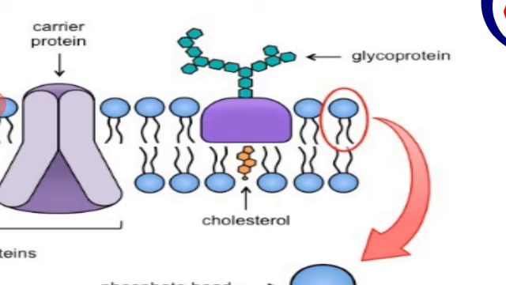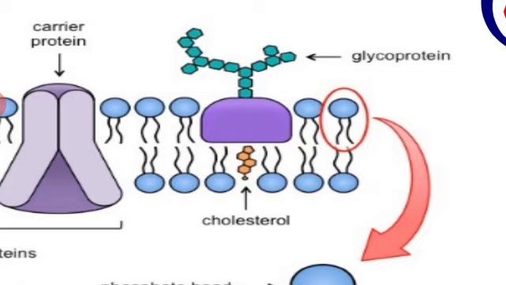Then when you look at this other type of protein, it does not penetrate deep into the plasma membrane, but it has a carbohydrate attached to it. Now, this type of protein is a conjugate protein. It is a protein with a non-protein part attached to it. It is referred to as a glycoprotein. It's also part of our plasma membrane.